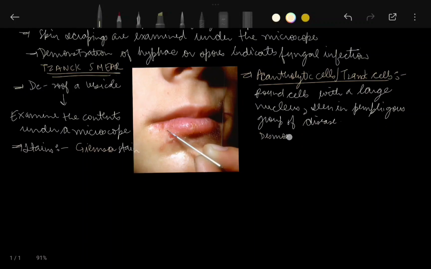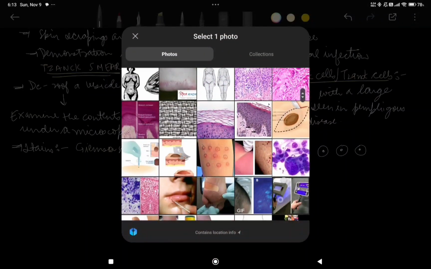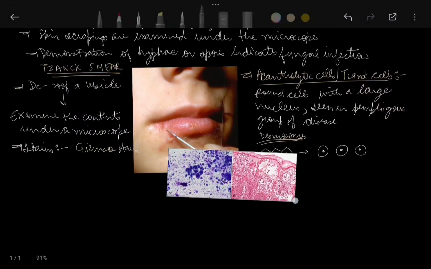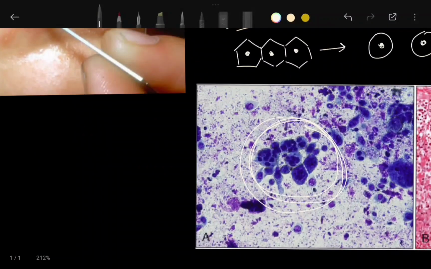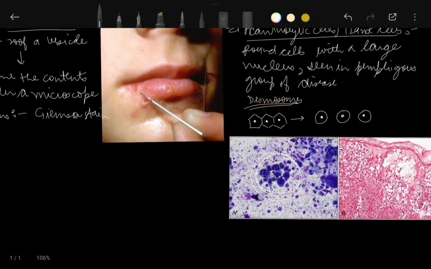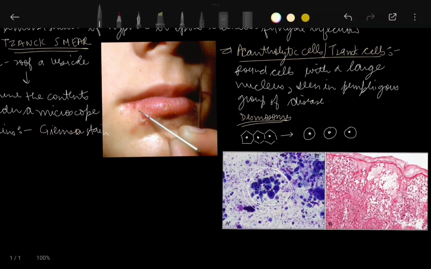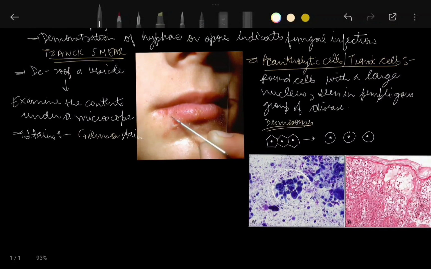Now, an image of desmosomes. This is the image of those Tzanck cells in which desmosomes are present. I can also see some multinucleated giant cells. In Tzanck smear we can see Tzanck cells, which are round cells with a large nucleus seen in the pemphigus group of diseases, and they have desmosomes.